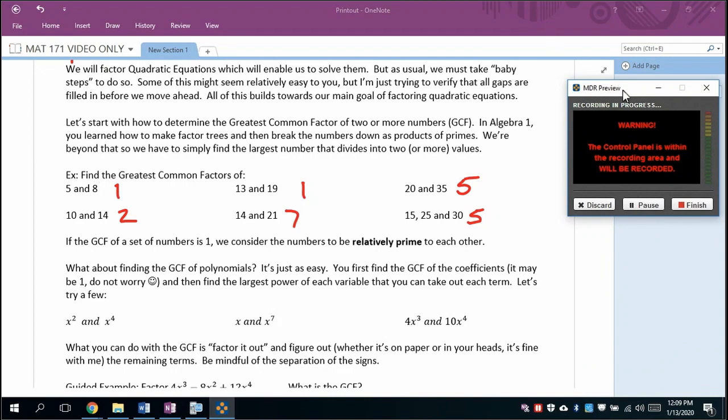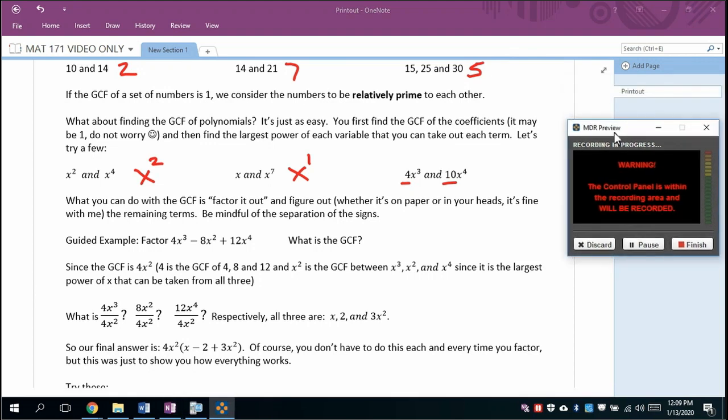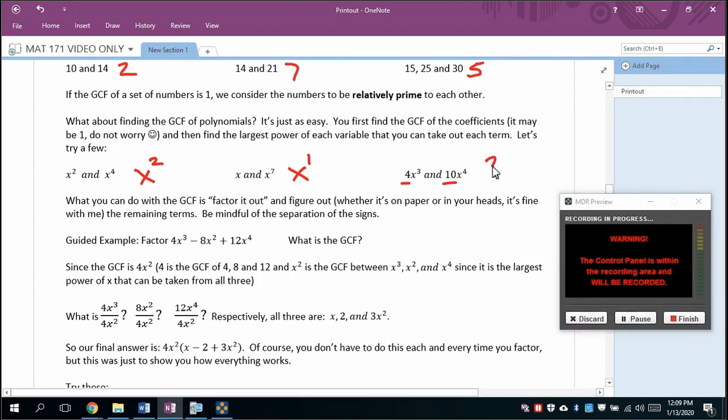So, finding the GCF, we first have to find the GCF of the coefficients. It might be 1, don't worry. Then find the largest power that you can take out. And since, remember, exponents add and subtract, the largest power of x I could take out of this is x to the second. For this one, it'll be x, or x to the first, and 4x to the third and 10x to the fourth, well, between 4 and 10, that's a 2. This is going to be 2x to the third.